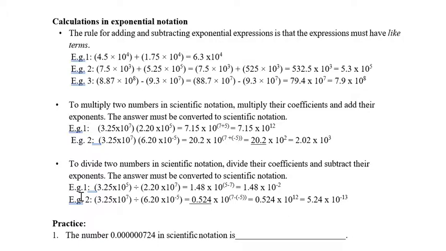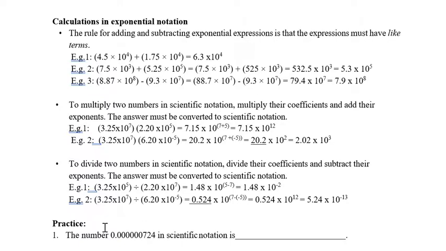To divide two numbers in scientific notation, you divide their coefficients and subtract their exponents. And the answer, once again, you're going to want to convert to scientific notation just like we did up there. So we're going to divide 3.25 times 10 to the 5th by 2.2 times 10 to the 7th. I could take 3.25, divide that by 2.2, put that number there, and then take the 5 minus the 7, and put that number right there. So I end up with 1.48 times 10 to the negative 2.